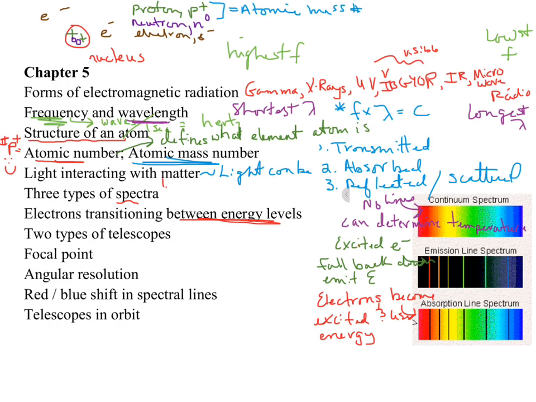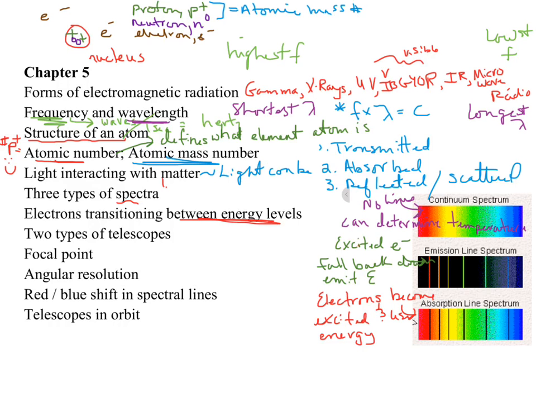The thing about absorption lines is basically electrons are sucking up a particular energy. That's why you see that particular color, because it's a particular energy. Electrons are sucking up that particular energy and being promoted. So that's the three different types of spectra, and that also covers the electrons transitioning between energy levels.